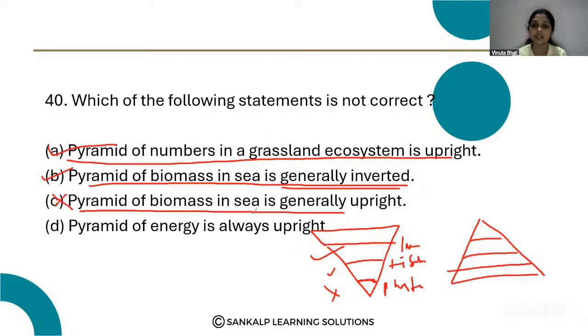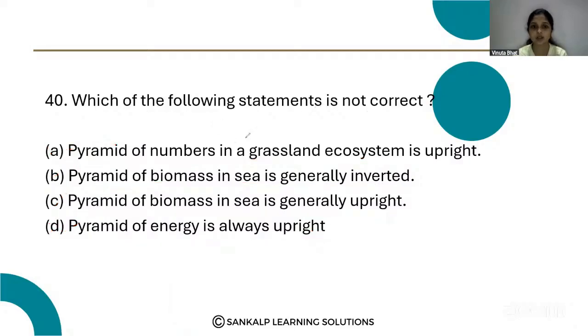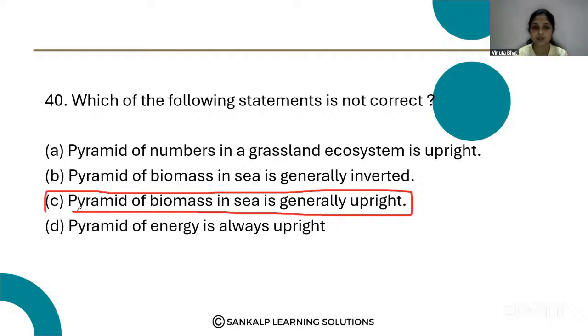Generally it is inverted. Pyramid of energy is always upright, because with energy flow, as you go to the next trophic level it keeps decreasing. So the pyramid of energy is always upright. That is also a correct statement here. Which of the following statements is not correct? It is that pyramid of biomass in a sea is generally upright. This statement is wrong.